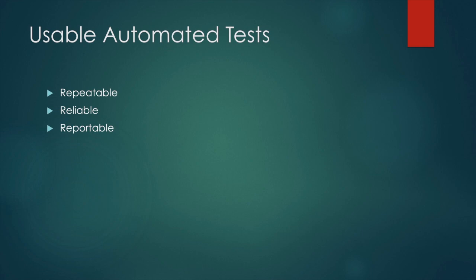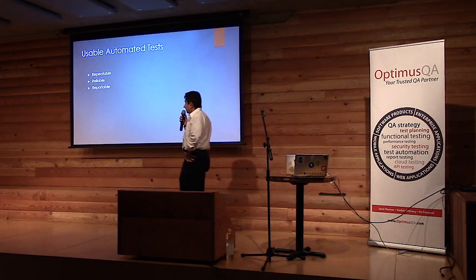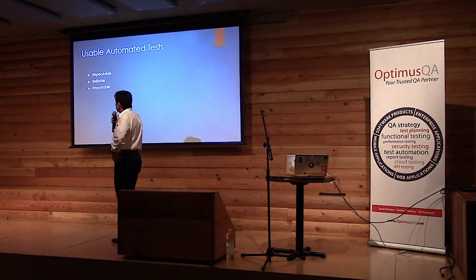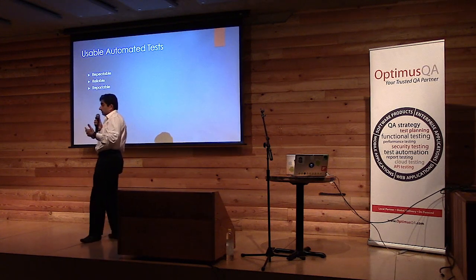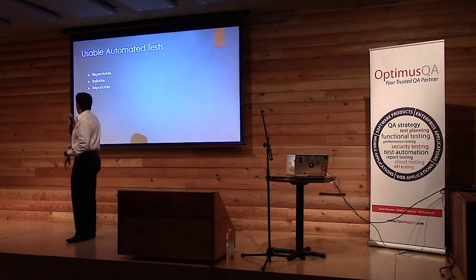Reliable, and reportable. And if you didn't get any of these, probably your project will suffer significantly. Repeatability includes a couple of things. One of them, the simplest part, is the act of automating it.